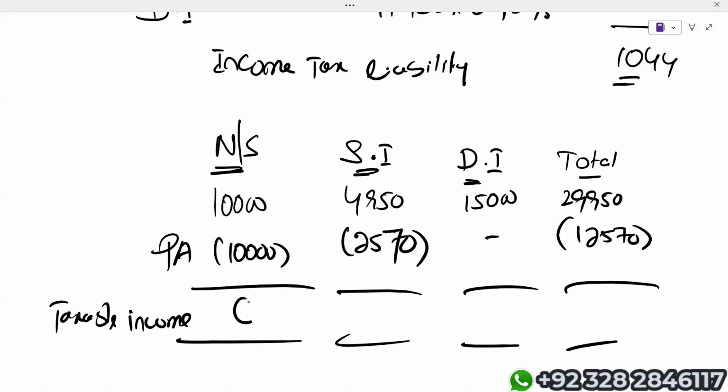Taxable income 0. 4950 minus 2570, I'm getting 2380. The dividend income is 15,000. 2380 plus 15,000 is 17,380. Okay.